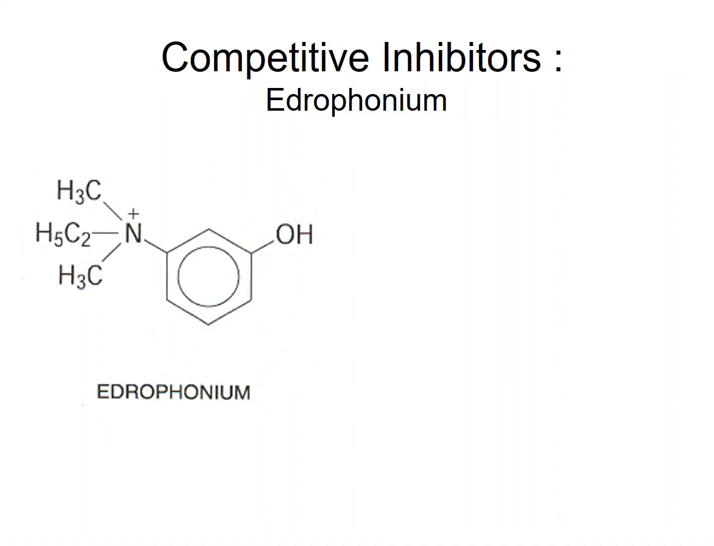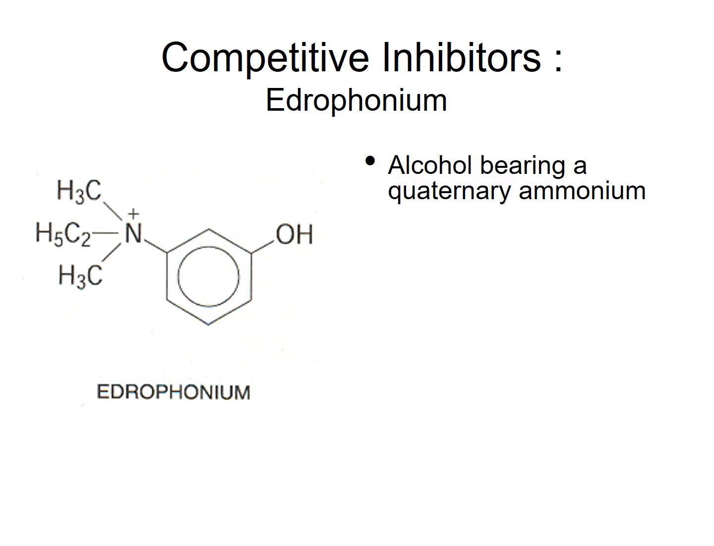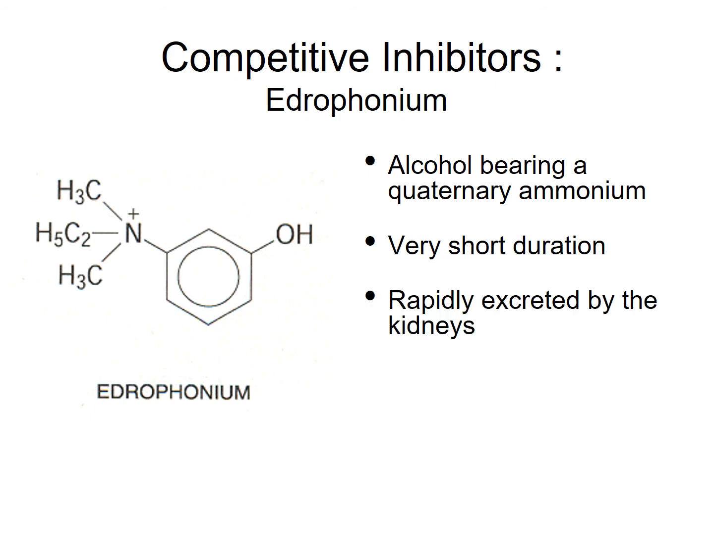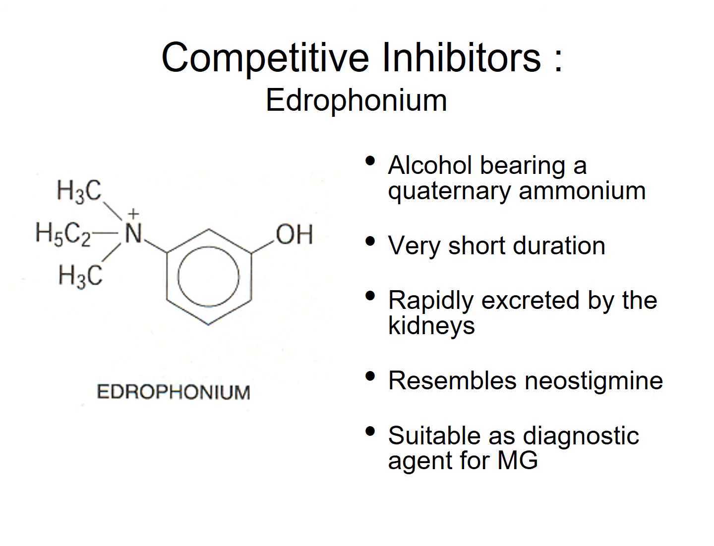Now the competitive inhibitors like edrophonium. Edrophonium, tacrine, donepezil, and galantamine are non-carbamates, but still they have an action like the carbamates. Edrophonium is an alcohol-bearing quaternary ammonium compound and has a very short duration of action. It is rapidly excreted by the kidneys and resembles neostigmine. It is suitable for the diagnosis of myasthenia gravis.